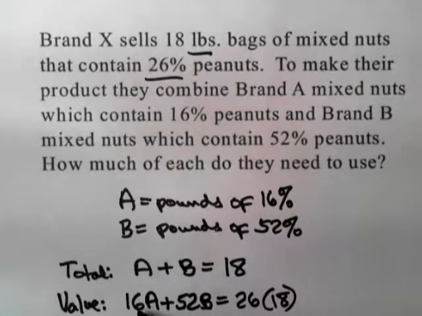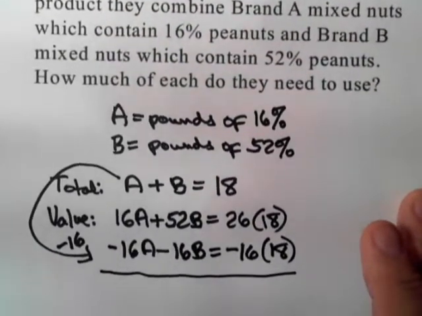The lowest coefficient is the A here with the 16. So what I'm going to do is take this first equation, multiply it by negative 16 to eliminate the A's. So negative 16A minus 16B equals minus 16 times the 18. So again, just take your total equation, multiply it by the concentrations, we've converted them all to whole numbers, and then eliminate one of the variables. A had the smallest coefficient, so we decided to eliminate that.